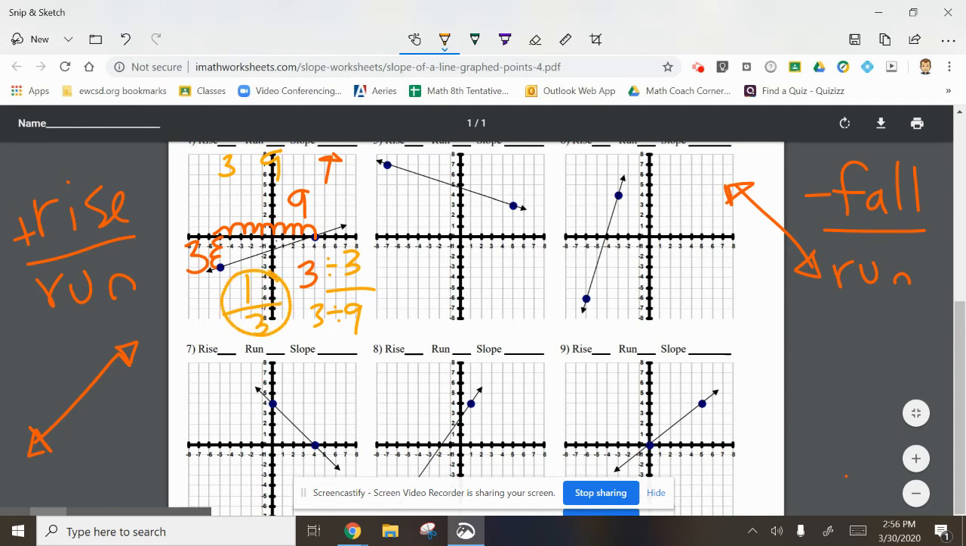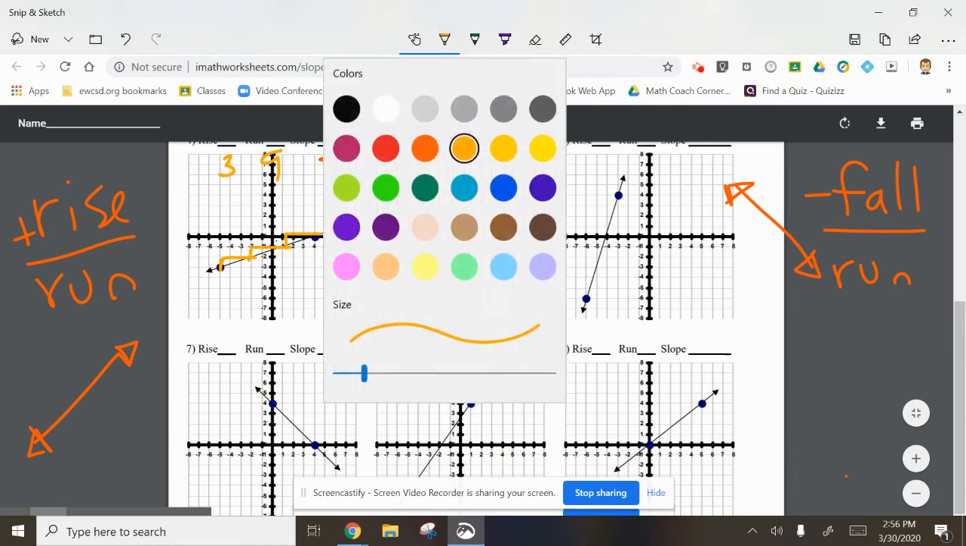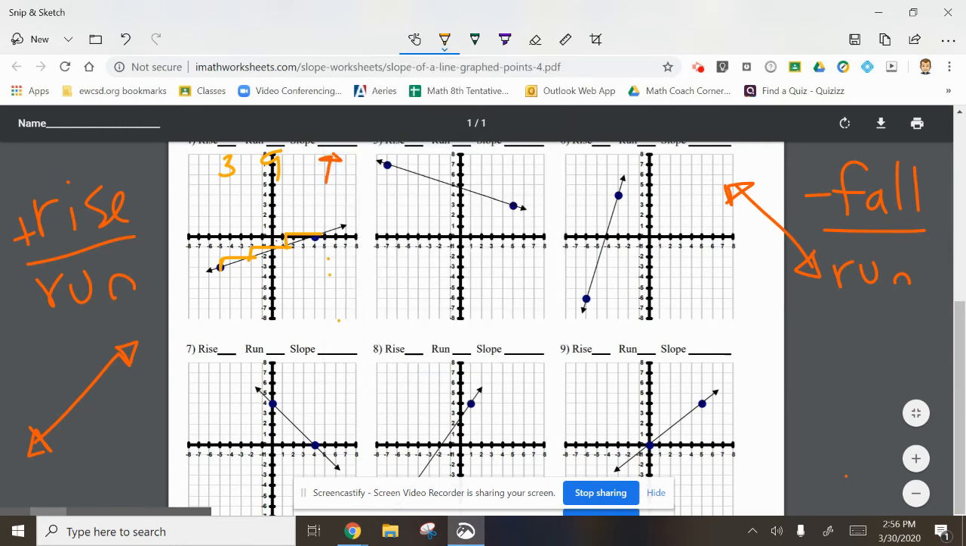So if you were to do the slope again, I'm going to erase all this right here. What if I did go up 1 over 3? Does that make sense? Yeah, that works. So up 1 over 3. Let me get my marker smaller.